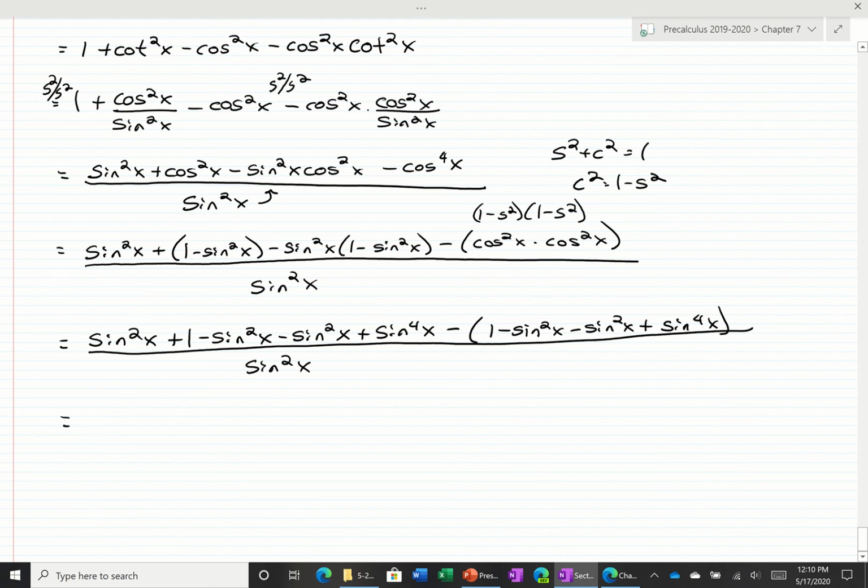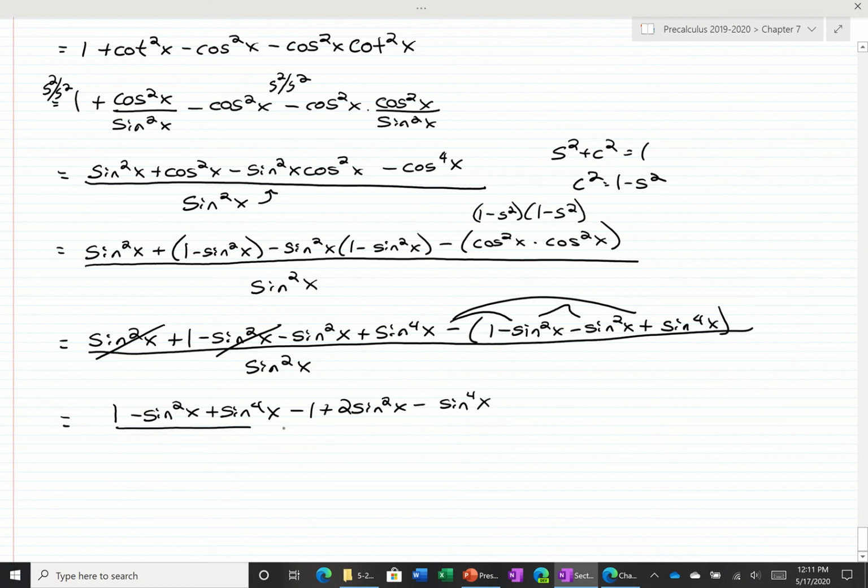All right. I know that these are going to cancel. So we get 1 minus sine squared plus sine to the fourth of x minus 1 plus sine squared of, let's see here. This would be minus 2 sine squared, so I'm going to write plus 2 sine squared of x minus sine to the fourth of x, and hopefully the top is going to just be sine squared.